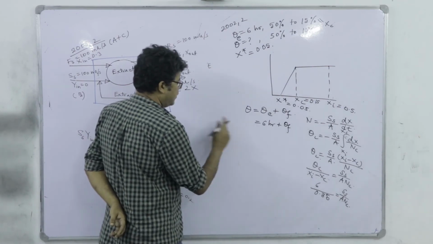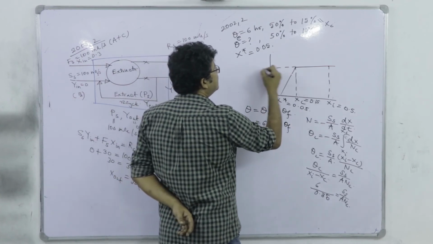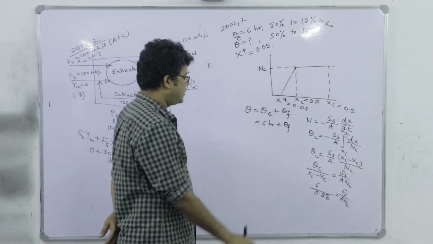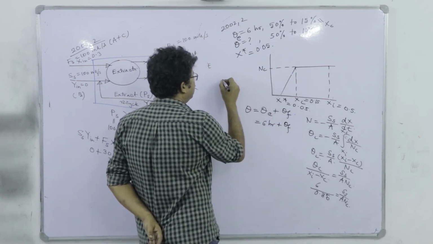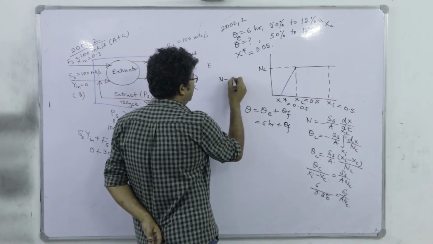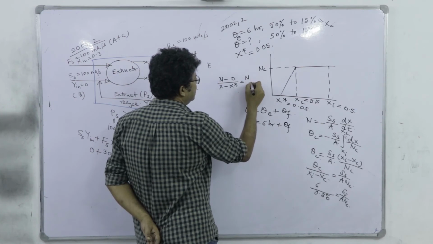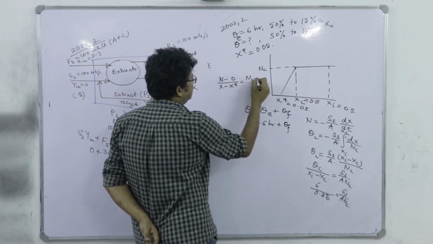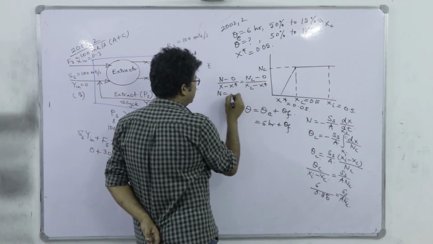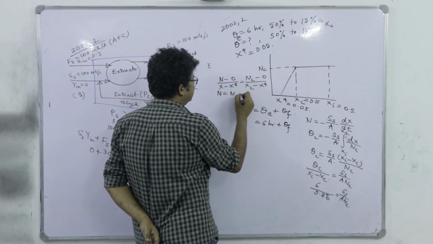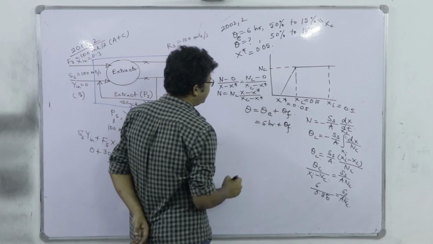You will see here it is a linear function. So, see here it is Nc, this is Xc, this is X star. So, we can write that N minus 0 divided by X minus X star is equal to Nc minus 0 divided by Xc minus X star. So, the equation is N equals Nc into X minus X star divided by Xc minus X star.